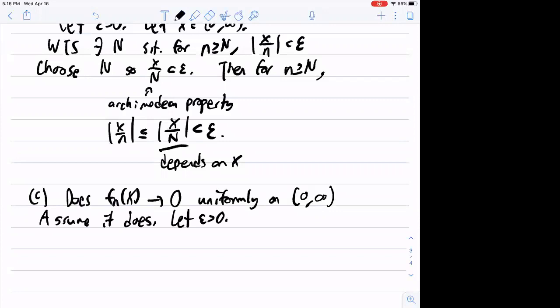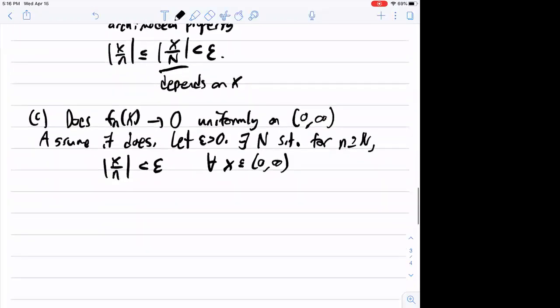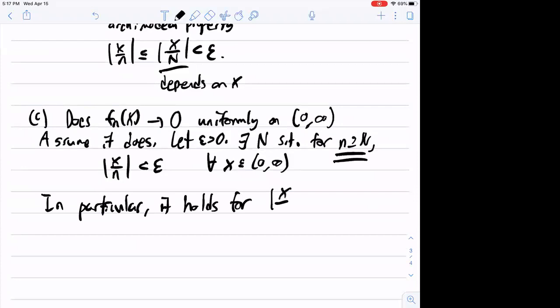So let epsilon be greater than 0. Since we assume it goes to 0 uniformly, there exists capital N such that for n greater than or equal to N, x over n is less than epsilon for all x in 0 to infinity. That's what it means to converge uniformly. I could find some capital N such that it is less than epsilon no matter what x is. But this is false, right? Because if this holds, it has to hold for n bigger than or equal to N. So in particular, it holds for this.